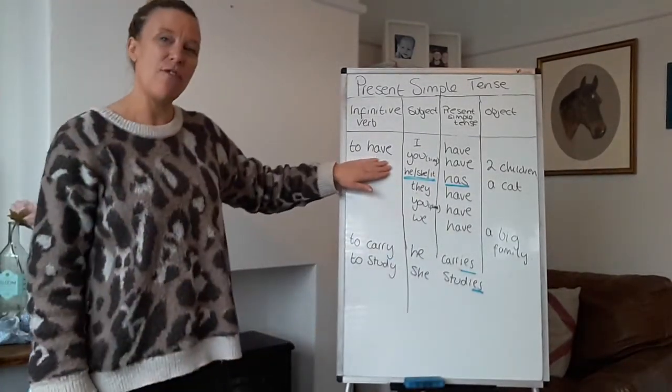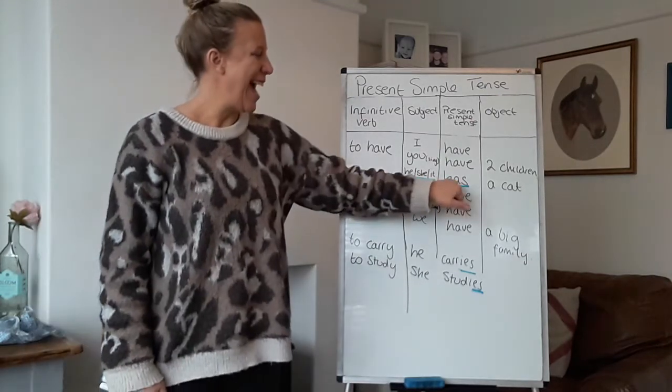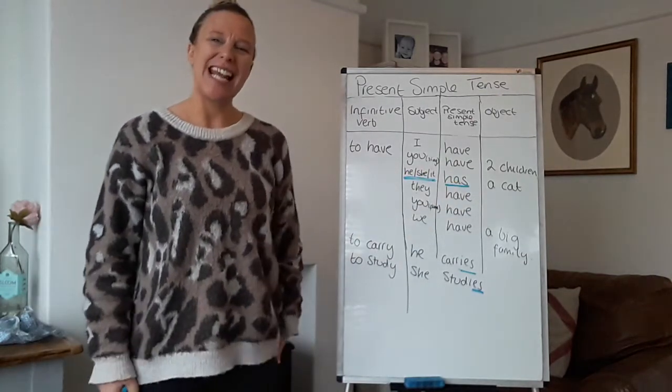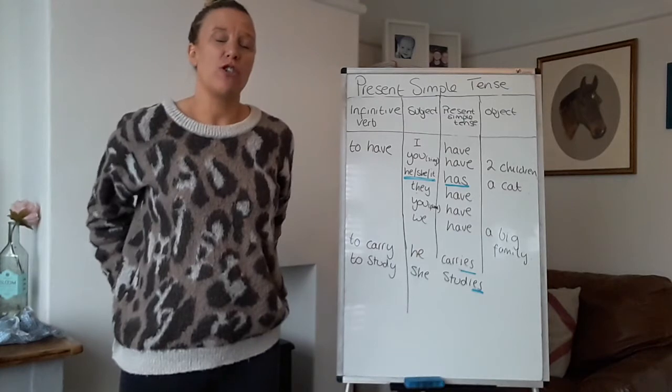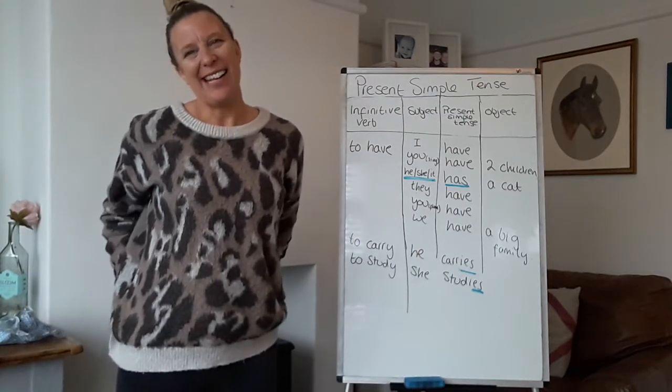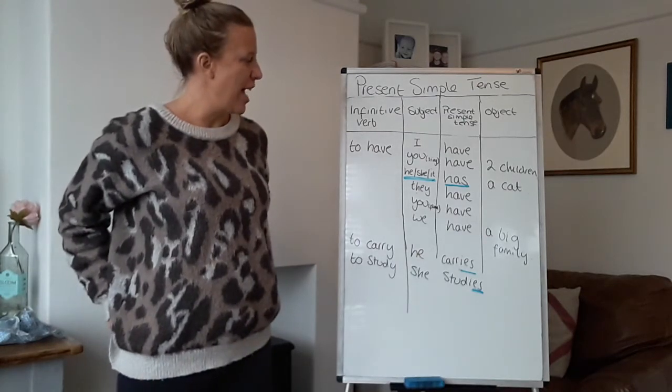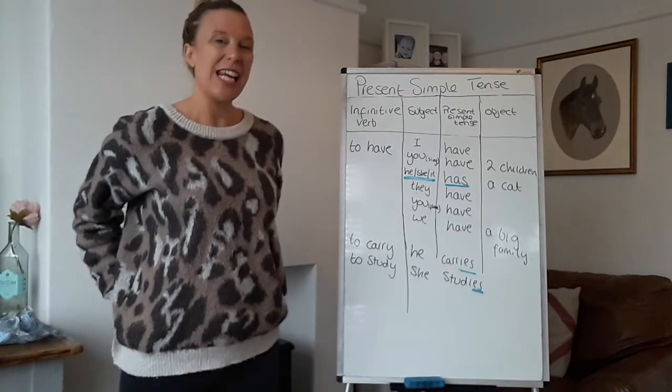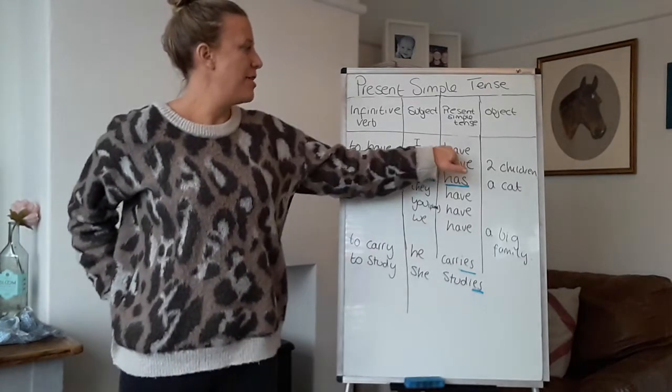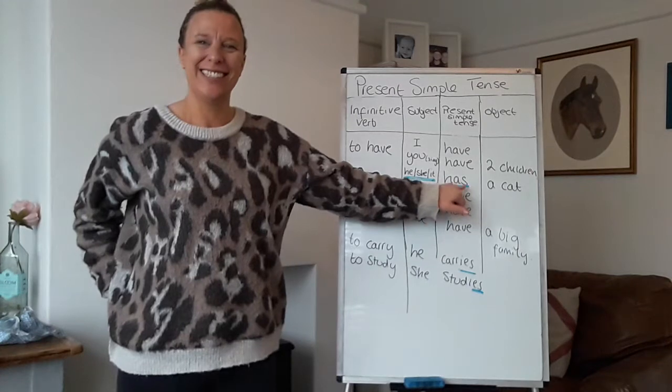The infinitive verb to have becomes has with he, she and it. So I have 2 children. He has a cat. So I, you, they, you, and we have, but he, she, it has. So we get rid of the V and E and replace it with an S.